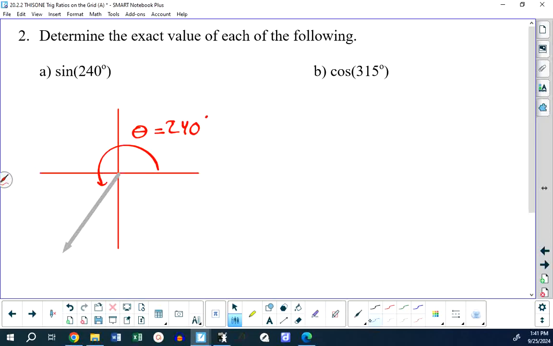Now, how do we find the exact value? Well, sine is y over r, right? We need a y and an r. Well, here's how we get it.